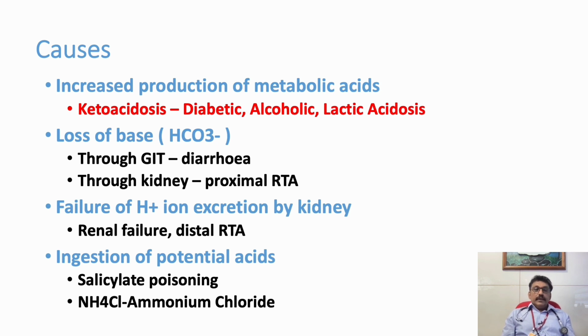Loss of bicarbonate occurs through the GIT in severe diarrhea, and through the kidney in proximal renal tubular acidosis. Failure of hydrogen ion excretion by the kidneys will accumulate hydrogen ion and produce acidosis, as in renal failure and distal renal tubular acidosis. Ingestion of potential acids includes salicylate poisoning and ammonium chloride poisoning. These are the common causes of acidosis. The most important causes in clinical practice are diarrhea and diabetic ketoacidosis. In sepsis, lactic acidosis is very common, and those who are taking alcohol can have acidosis either because of the alcohol itself, or due to toxic alcohols like methanol, ethanol and ethylene glycol.